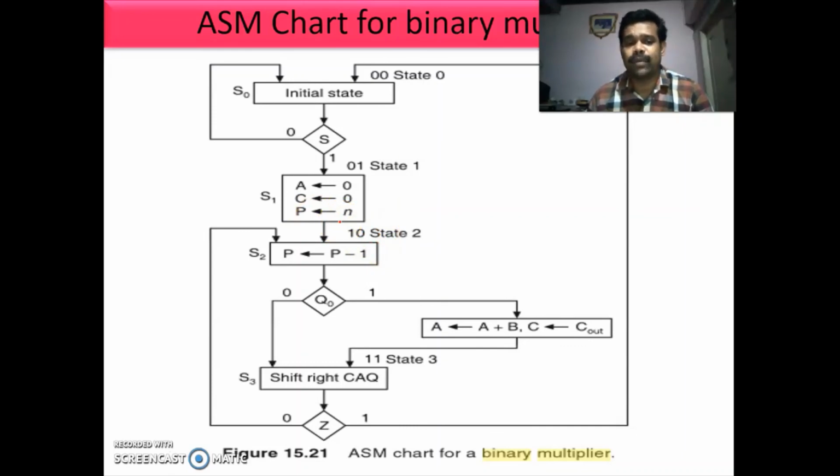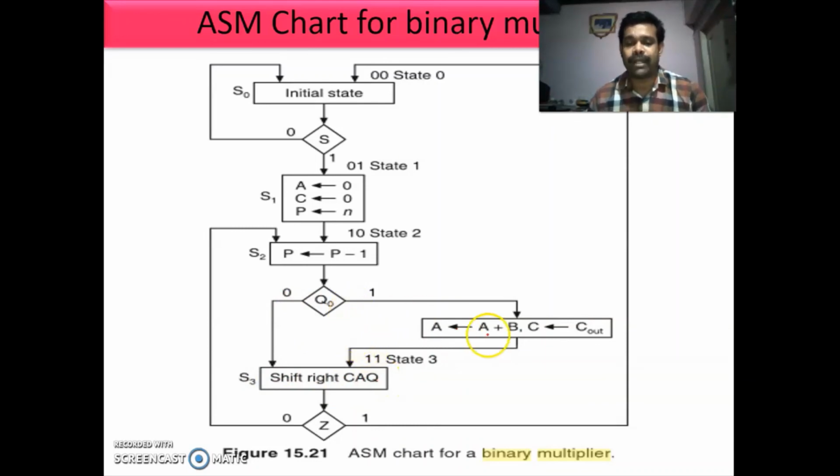In the next state what you are doing is you are decreasing the count value by 1. Then you are checking the first condition. If Q naught is 1, you are going to add A plus B, and you are adding A plus B and you are making C out as C. Okay, then you are going to the next state. So if it is 0, no addition is required. Directly you are coming to shift. You are going to shift C, A and Q.